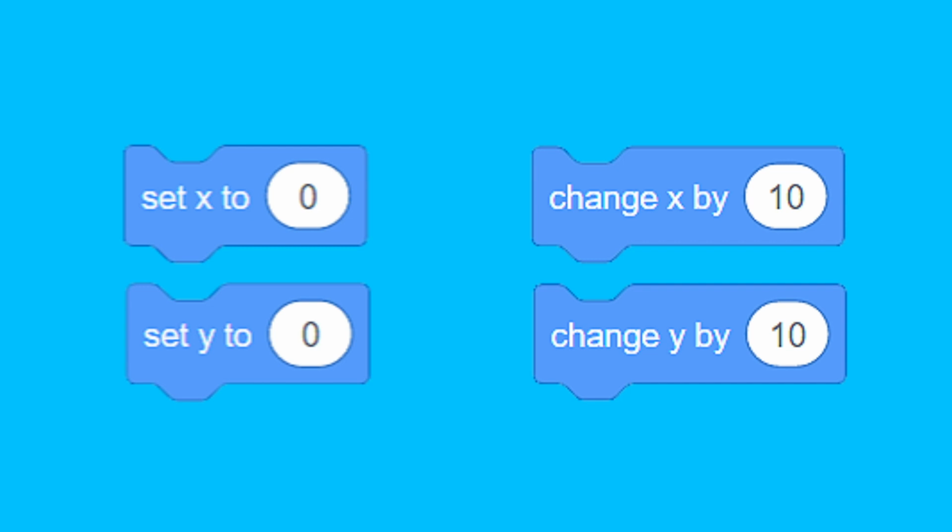Change X by block will let you move the sprite according to this value in X direction. Set X to block will set the X coordinate of the sprite according to this value. Change Y by block will let you move the sprite according to this value in Y direction. Set Y to block will set the Y coordinate of the sprite according to this value.